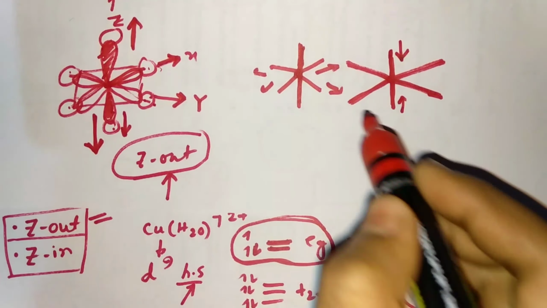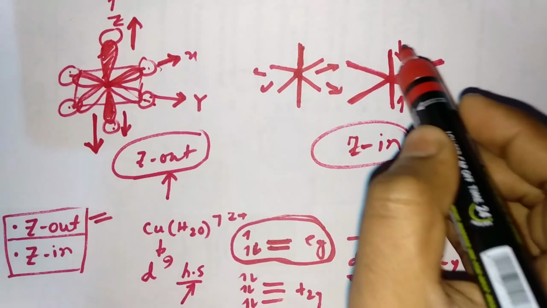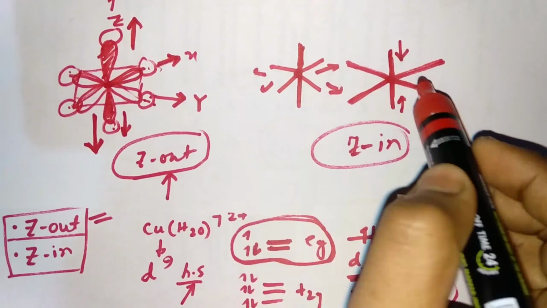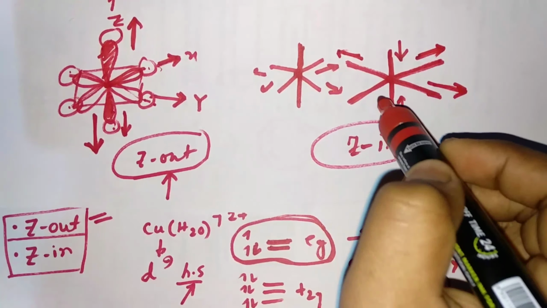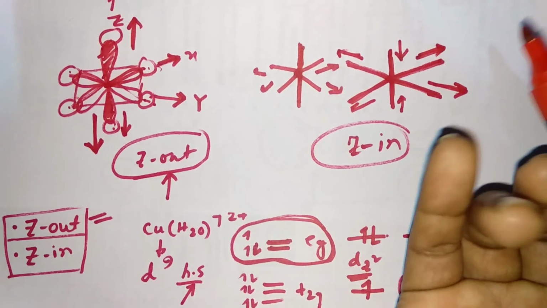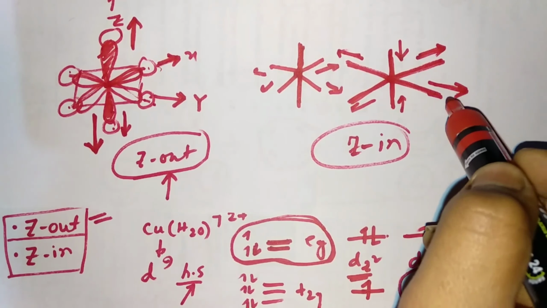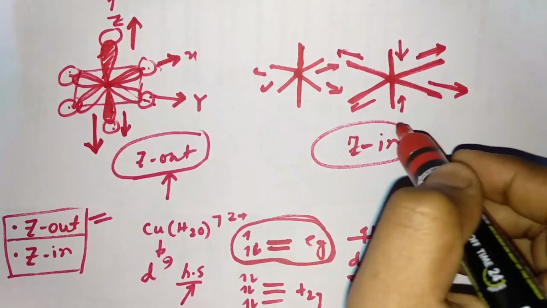That is why it is called Z in. Z in might make you think that the length of the axial bonds decreases, but that is not the case, because these bond lengths increase, and that's why it looks like the axial bond length decreases, but it is not true. Due to the increase in the x and y directed bond lengths, this kind of Z in distortion occurs.